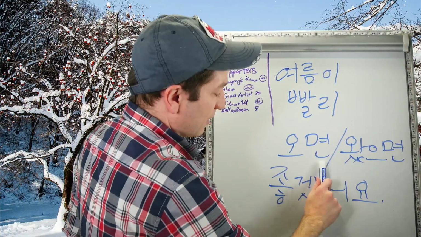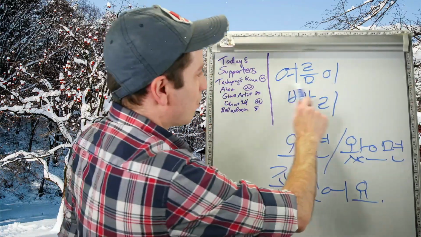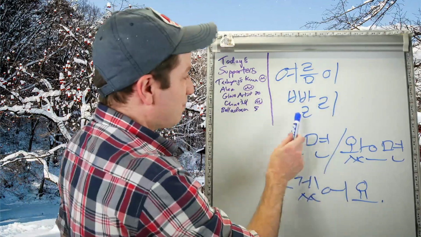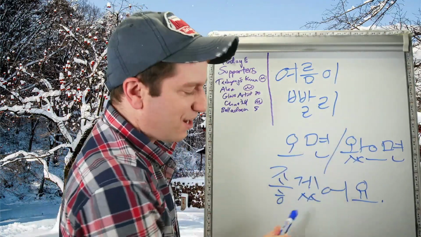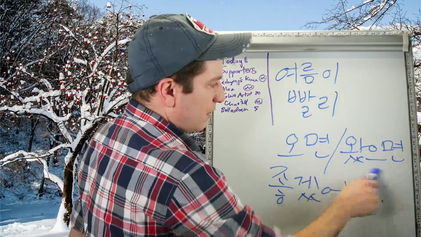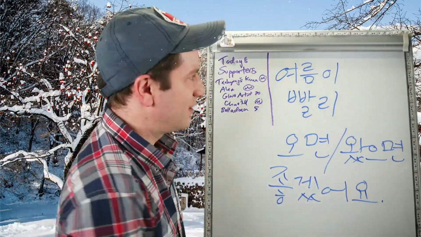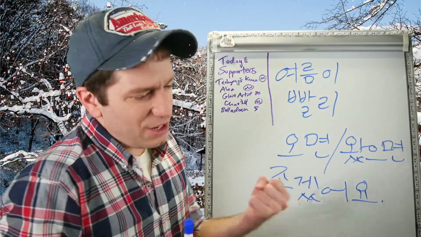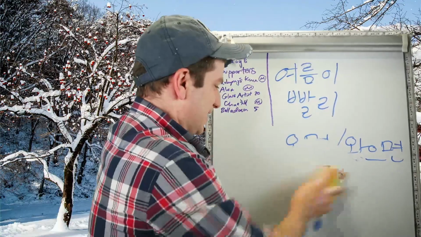여름이 빨리 오면 좋겠어요. Or 여름이 빨리 왔으면 좋겠어요. 여름, summer, 빨리, quickly. 오다, to come, 좋겠어요. So it would be good if summer comes quickly. Or past tense. Both are the same. 여름이 빨리 오면 or 왔으면 좋겠어요. I really hope that summer would come soon.